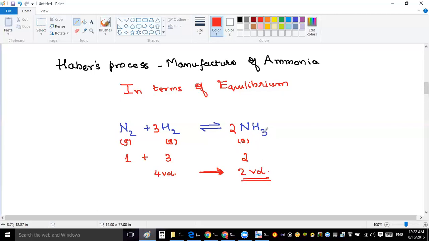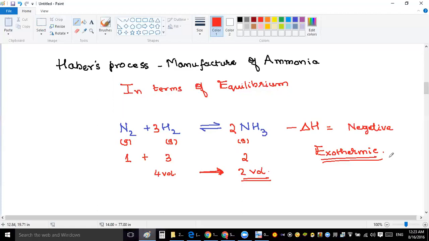Now the second factor that we are going to talk about is temperature. When we talk about temperature, we must know whether the reaction is exothermic or endothermic. Here the value of delta H is negative. It means this reaction is an exothermic reaction. When the reaction is exothermic, it tries to give out heat energy. I repeat, when the reaction is exothermic, it tries to give out heat energy.